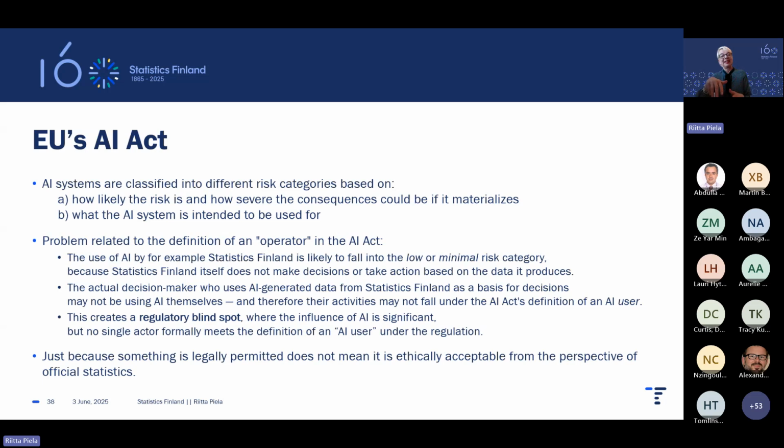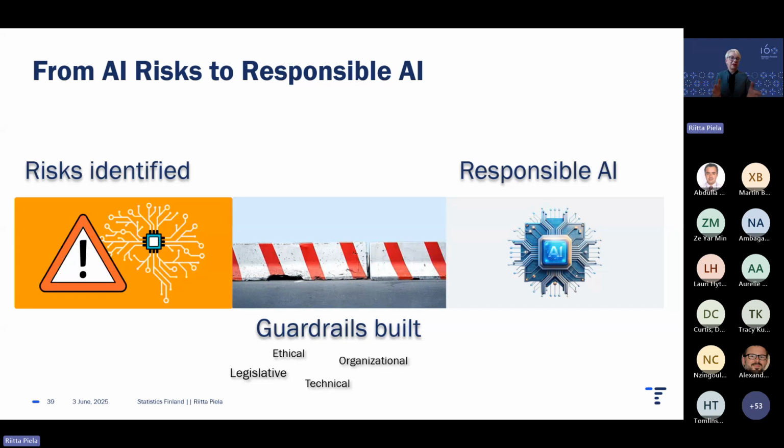So just because something is legally permitted for statistical offices, it does not mean that it's ethically acceptable, especially from the perspective of official statistics. So even though these regulations don't force us to do things or avoid doing things, I think we have to look at this more from the ethical perspective. So once more a picture, perhaps there should be one more picture before the risks identified: AI better understood, and then AI's risks identified, guardrails built, and responsible AI adopted. That's the process it should go.